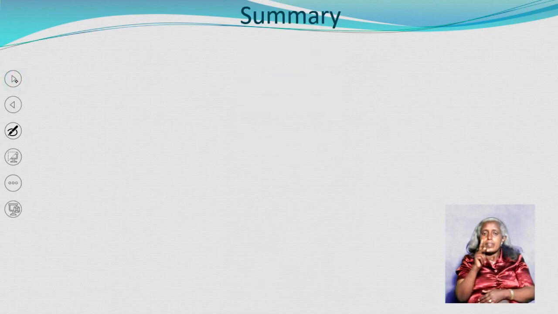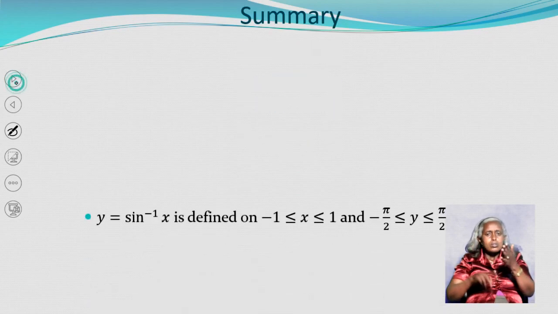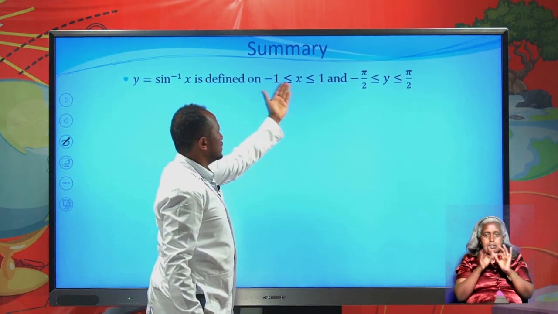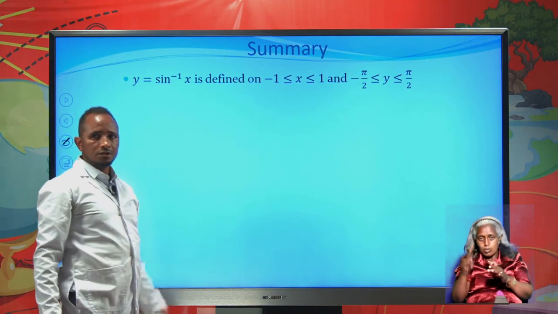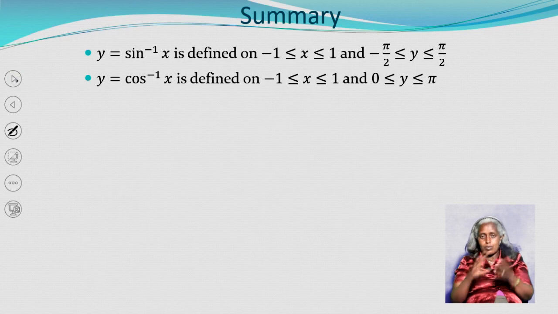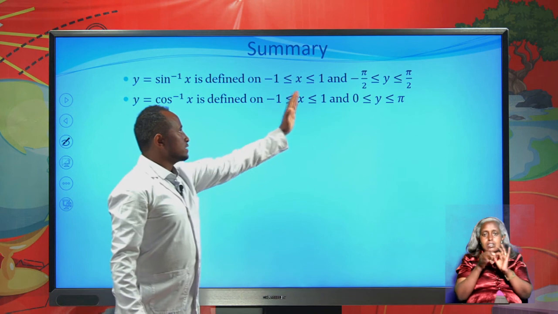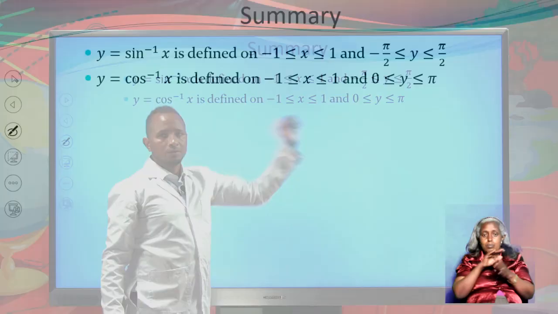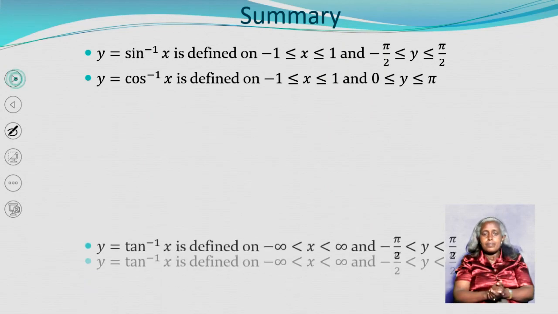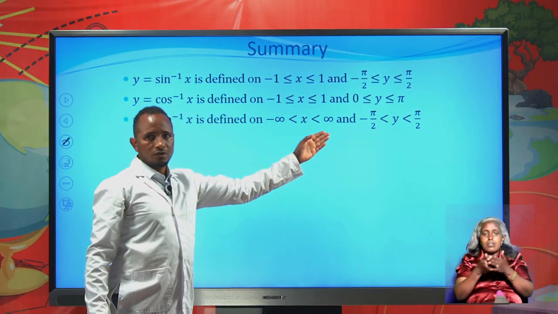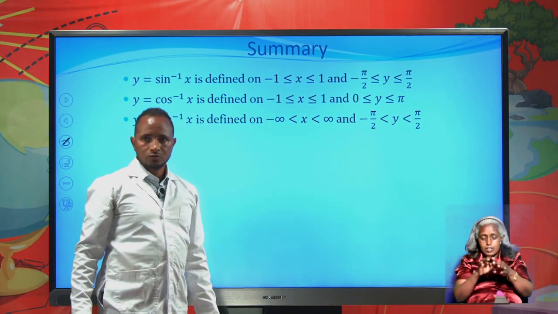Okay, to summarize what we have seen today: sine inverse of x is defined on the domain between -1 and 1, and its range is from -pi over 2 up to pi over 2. Cos inverse of x is defined on x between -1 and 1, and y is between 0 and pi. Tan inverse of x is defined on x from -infinity to infinity, and y between -pi over 2 and pi over 2.